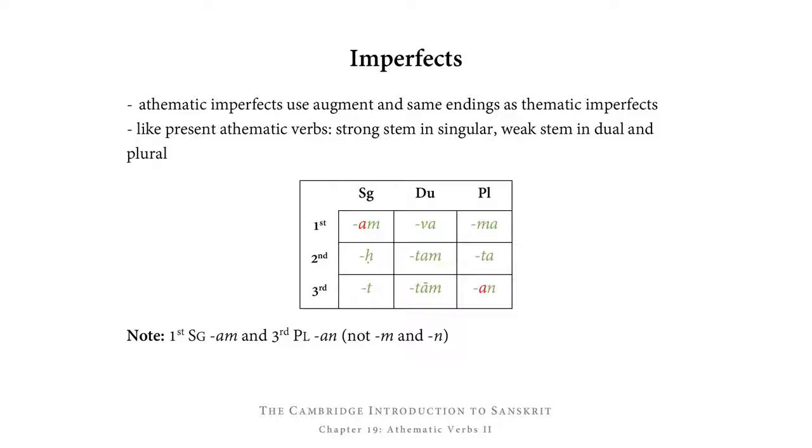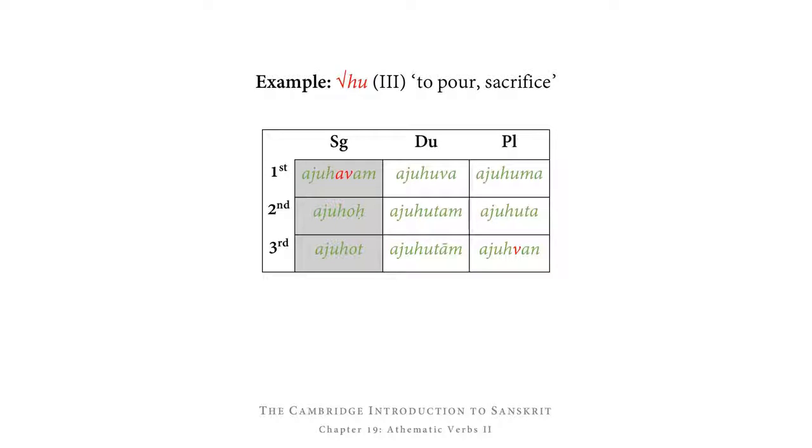In a-thematic verbs, obviously, we would not expect the thematic vowel to be present. However, in the first singular and the third plural, we do have an a in front of the ending. So we don't just have an ending m and n, but we have am in the first singular and an in the third plural. When we look at an example paradigm of an a-thematic verb in the imperfect, we will see what effects those endings beginning with vowels have.